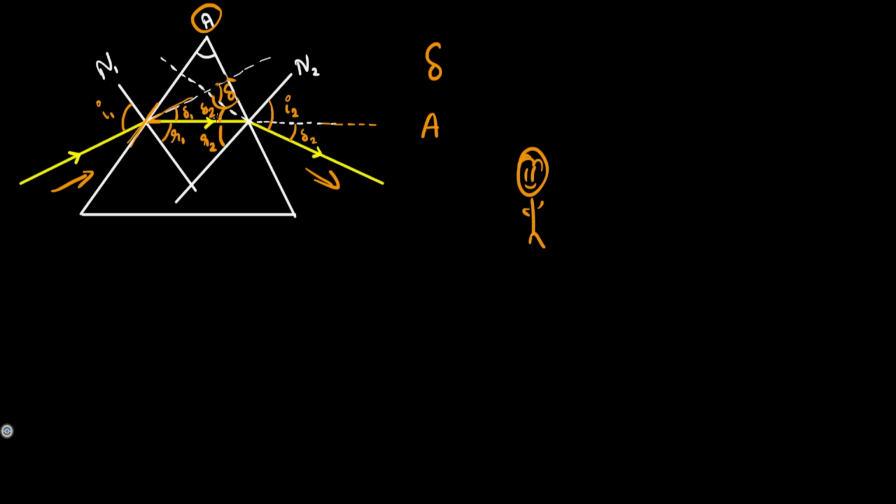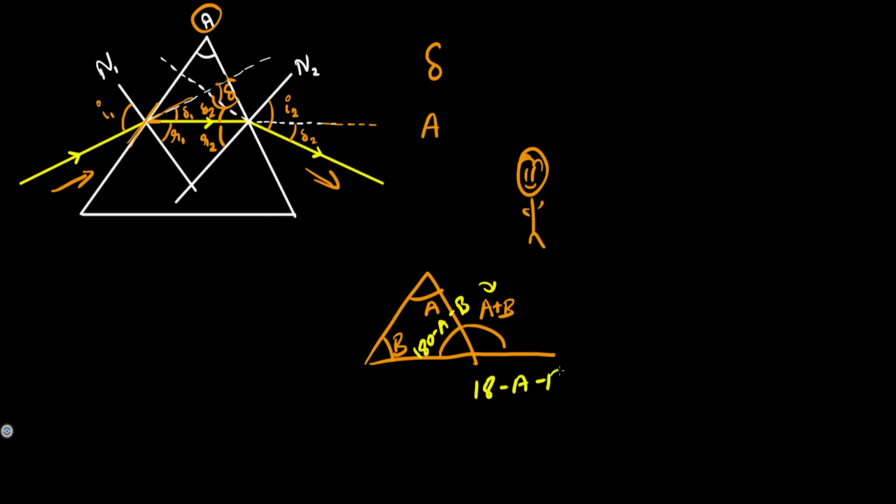Now I see that delta 1 plus delta 2 should give me the angle of deviation, isn't it? This is one of the things in geometry: if you have this one, with angles A and B, this angle should be equal to A plus B. Why? This is 180 minus A minus B. Let me put it in another color, this is going to get mixed. Alright, this is 180 minus A minus B.